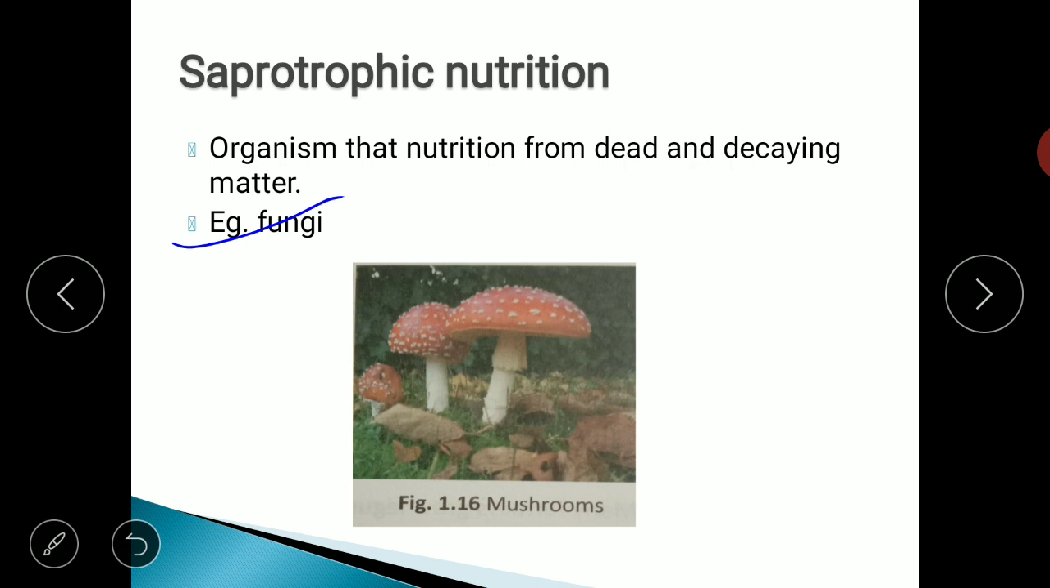Fungi get their nutrients from dead and decaying matter. They release some digestive juices on the dead material, break it down to a liquid, and absorb the nutrients. This kind of nutrition is called saprotrophic or saprophytic nutrition.